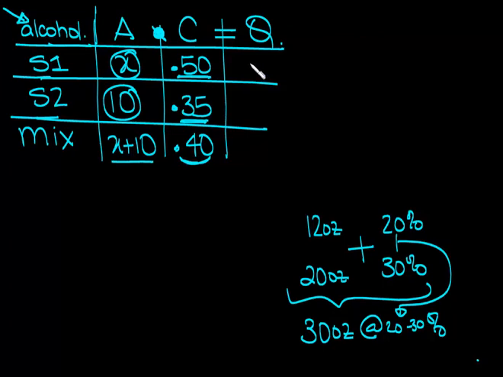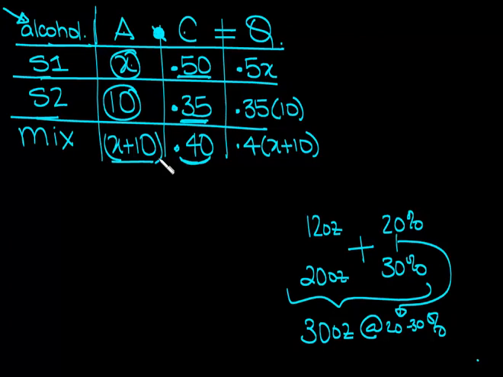How do I find the quantity? According to the formula, you take the amount and multiply it by the concentration. So you get 0.5x, 0.35 times 10, and 0.4 times (x plus 10). We put parentheses because we have two quantities here. And that's it. So we set up our grid.